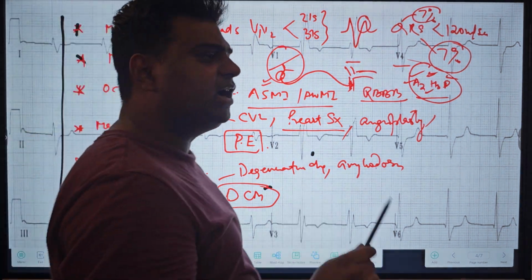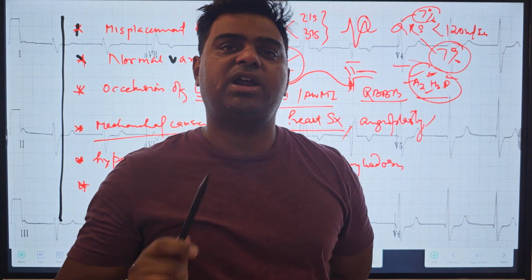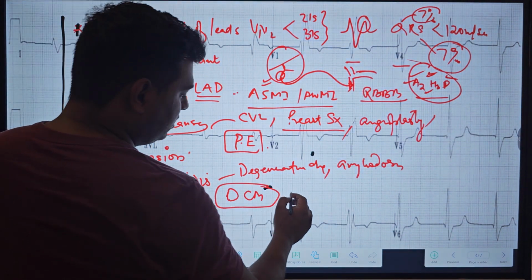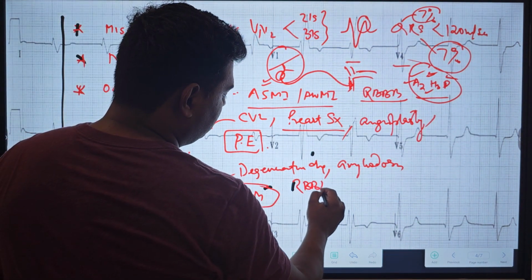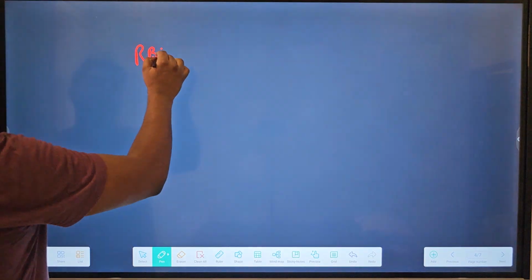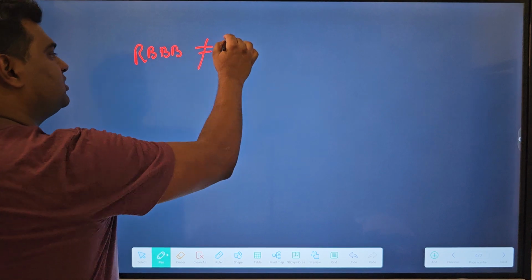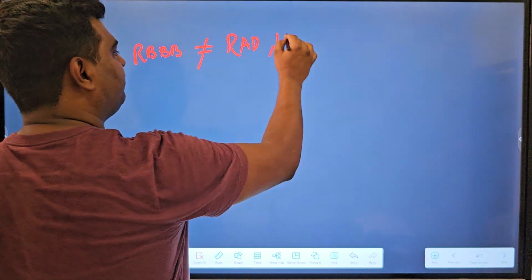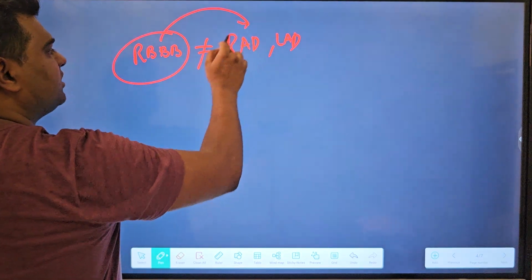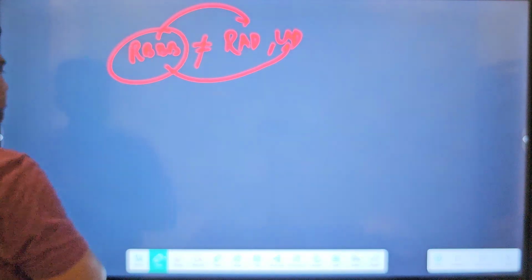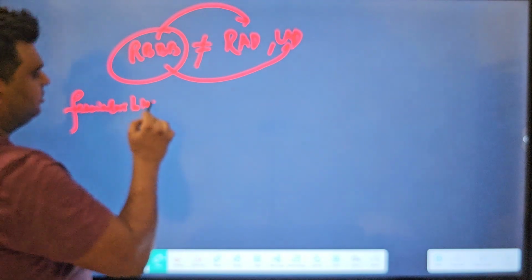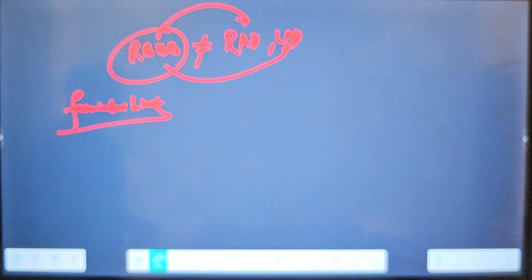Please remember, right bundle branch block does not cause right axis deviation. I am again repeating this point. Right bundle branch block does not cause right axis deviation or left axis deviation. If in an ECG of right bundle branch block you are getting right axis deviation or left axis deviation, that means this patient also has a fascicular block. That I will explain in the next lectures.